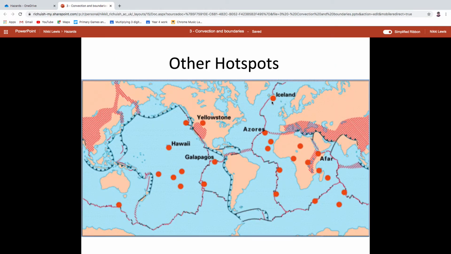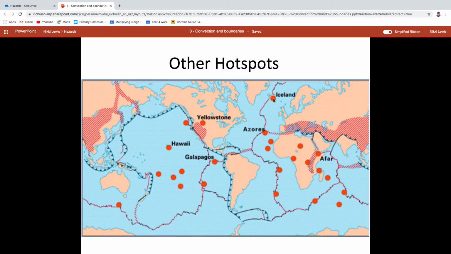Now, we've mentioned the Icelandic hotspot before. Look, we've got this whole long mid-Atlantic ridge, and there's only one actual island. Well, that's because it's not normal for mid-ocean ridges, like the mid-Atlantic ridge, to have enough volcanic activity to produce an island. It just so happens that here, Iceland has been created by the combination of a divergent margin and a hotspot.